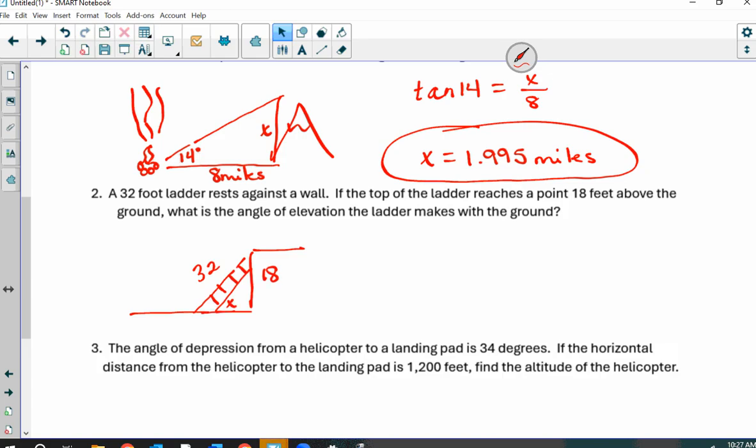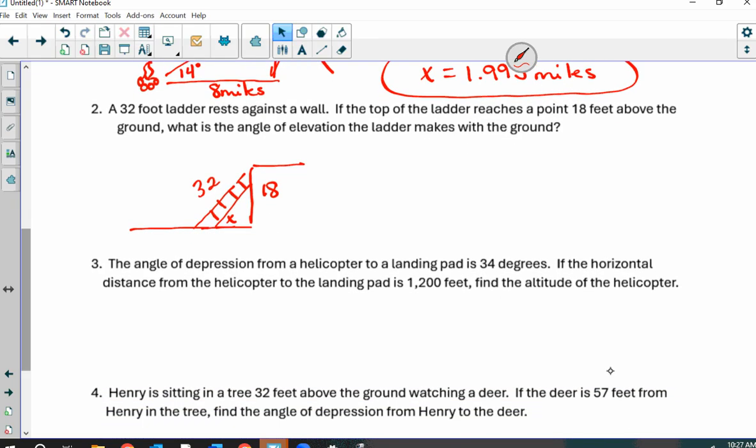All right, guys, look at my picture. That is a sketchy looking ladder. I do not recommend you climb that. Does it make sense where I put the labels, though? The ladder's 32, 18 feet up the wall, and x is that angle of elevation.